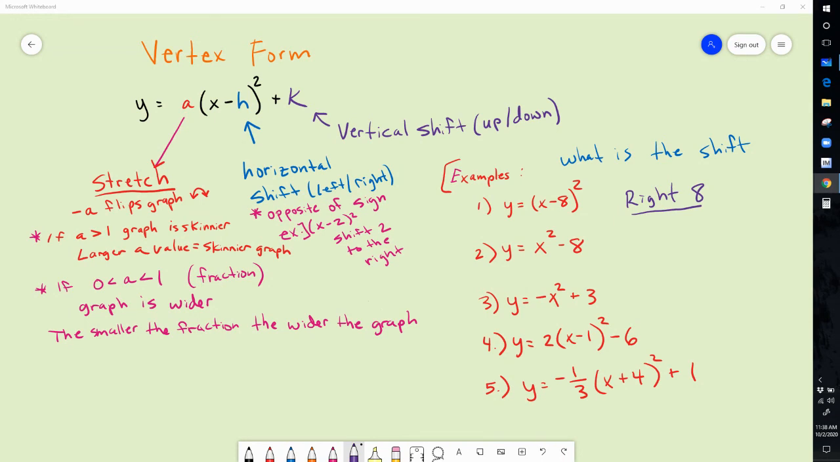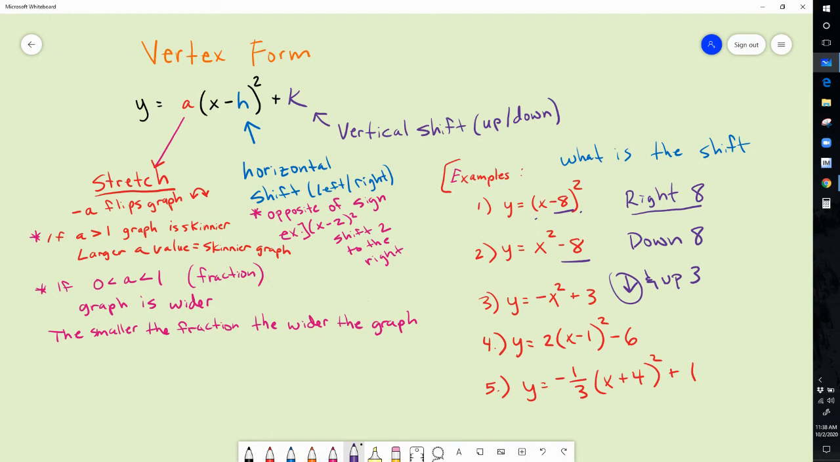This next one, we went down 8. This was my K value. This was my H value, so go back and check those out. It's different because it's inside the parentheses. This next one, we flipped it upside down, so now my graph is going in this direction, and I went up 3. So I shifted up 3, and I flipped my graph upside down.